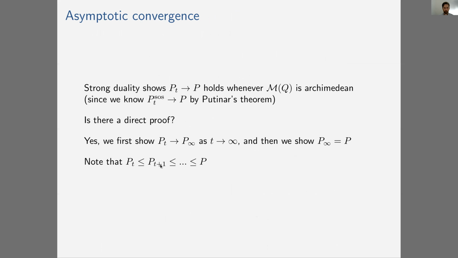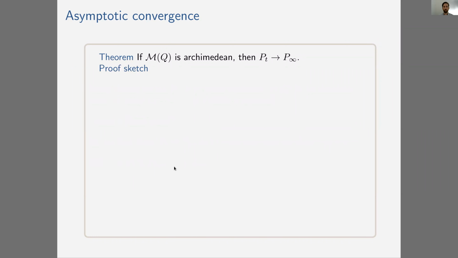Just to make sure, we are only considering minimization problems here. So P is a minimization problem, and then the moment problems are relaxations, which are also minimization problems giving lower bounds. So that's good to keep in mind if you work on the proof. So the theorem: if the quadratic module is Archimedean, then we get asymptotic convergence to P_infinity.